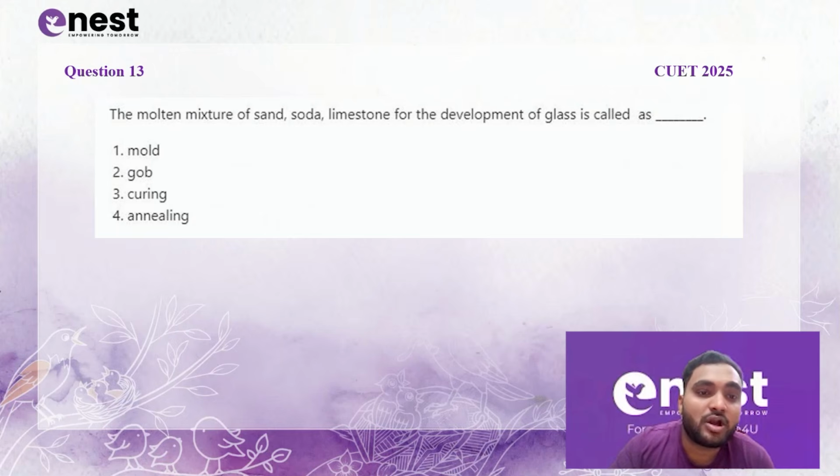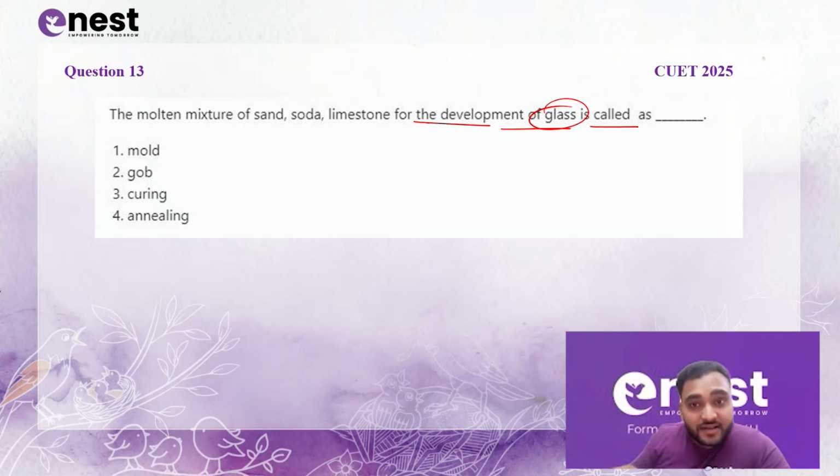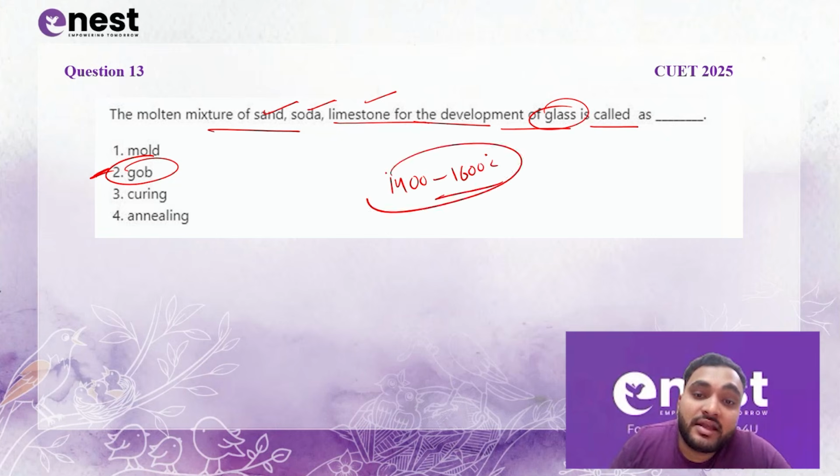Coming to the next question, the molten mixture of sand, soda, and limestone for the development of glass is called as. Basically, when we manufacture glass, we make a molten mixture of all of them, and we feed that mixture into containers so that it is formed into a particular shape, and that is called gob. Always remember this molten mixture is called gob. Basically, three raw materials are there: sand, soda, and limestone, and they are melted to a temperature of about 1400 to 1600 degrees Celsius, so that all of them are converted into molten form.